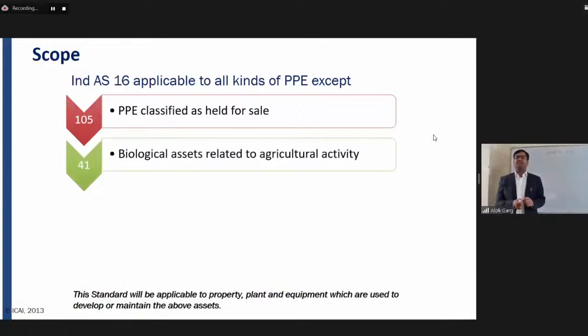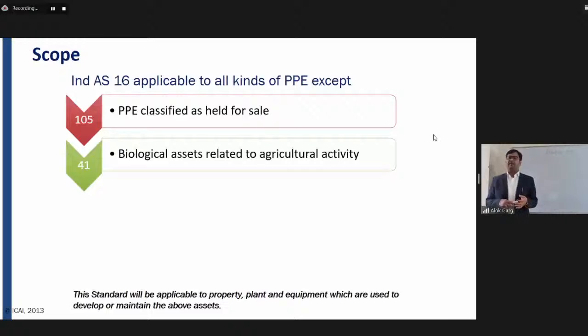Except biological asset related to agricultural activity. So technically speaking, if somebody asks you, Ambika, Vaibhavi, Kaustav, Pujita, what is the coverage of Ind AS 16, you should say Ind AS 16 is applicable to all kinds of property, plant and equipment. It means it covers everything. We will learn the definition of property, plant and equipment, but you will say every kind of property, plant and equipment, be it a factory, machinery, furniture, car, office equipment, television, refrigerator, printer.